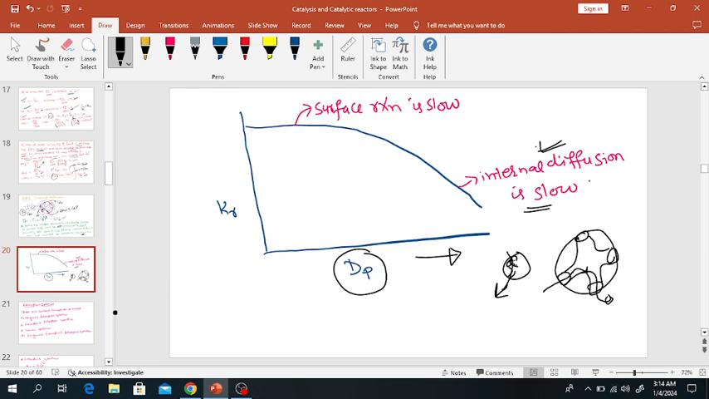So here you can see that in a large diameter particle, when the diameter of the particle increases, internal diffusion will limit the overall rate of reaction. So internal diffusion will be slow when we increase the diameter of the catalyst particle. But when the diameter of the catalyst particle decreases, then the surface reaction will be slow, and this is the Kr, the rate constant. So this was all about surface reaction, how a molecule reacts and how a molecule transfers from the bulk region to the surface of the catalyst.